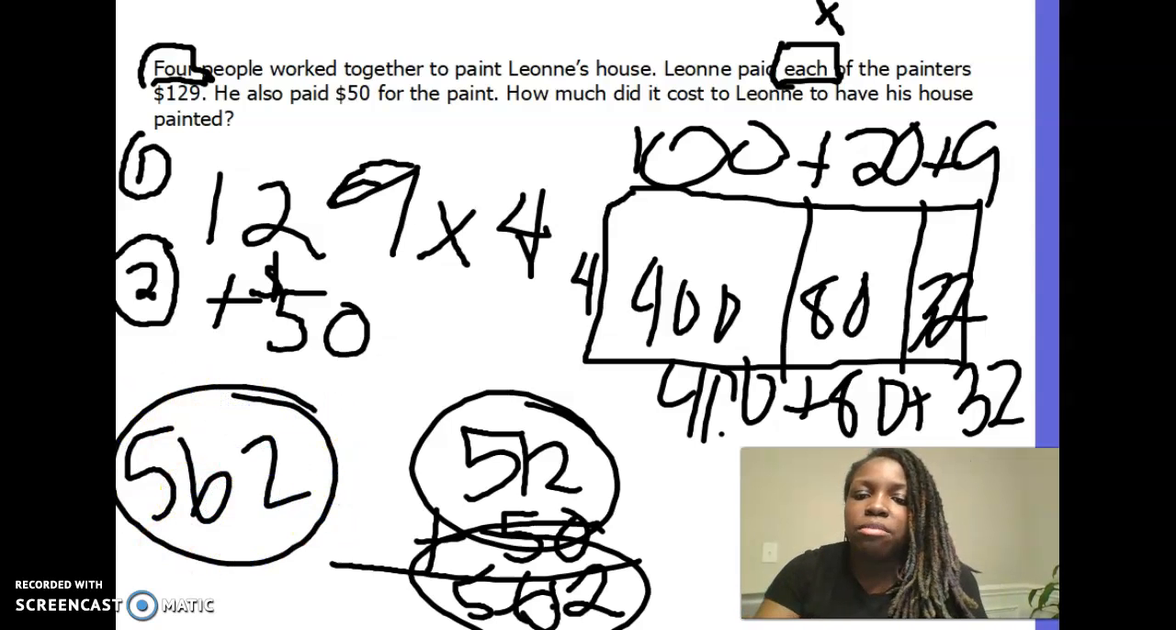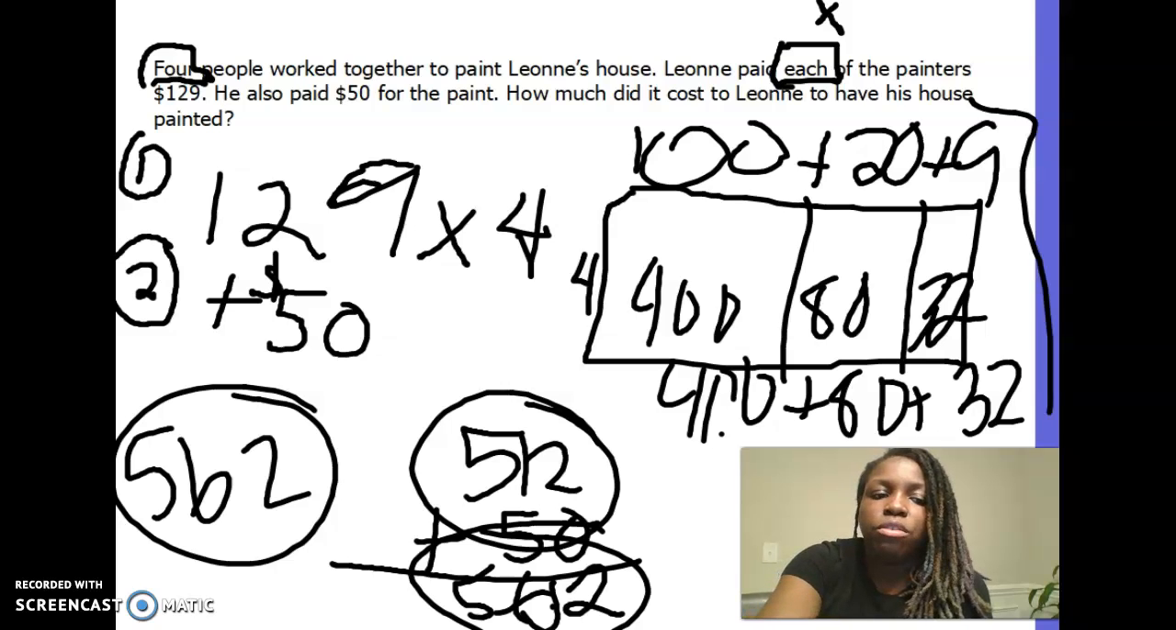When you're solving a problem like this, make sure you use the area model. Make sure you write your steps down as well to help you with these multi-step problems.